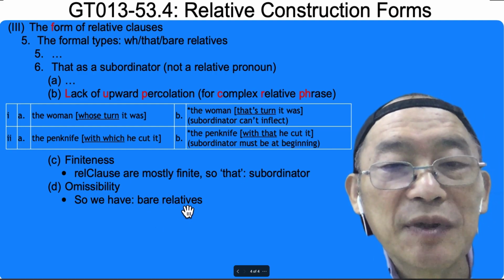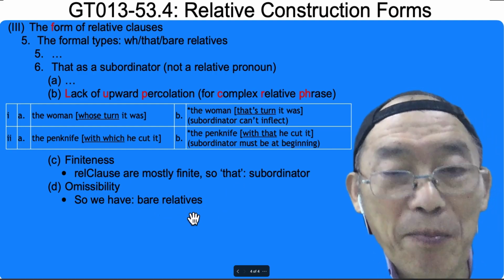If this word is omitted, we say bare relatives.